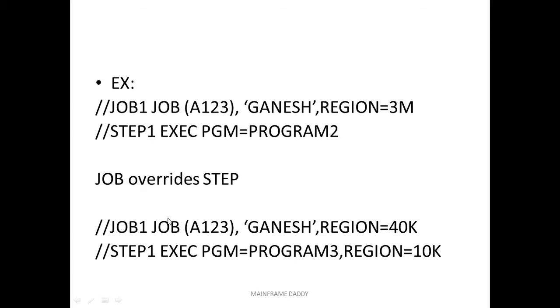And here region parameter is coded both on job statement as well as in EXEC statement. In the job statement 40k is specified. In EXEC statement 10k is specified. So the region parameter that is specified on job statement overrides the region parameter that is specified in the EXEC statement. So for this entire job 40 kilobytes of region will be allocated.